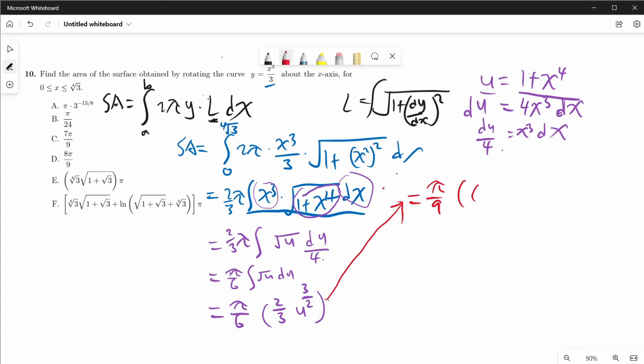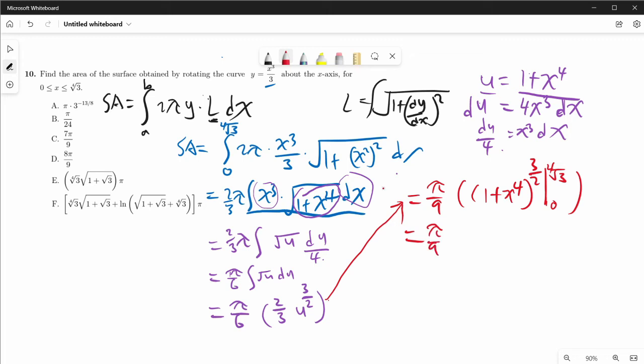And plug x back in for u. So 1 plus 4x to the 3 over 2 power. And all that is evaluated at the original bounds, 0 and 3 to the 4th root. So now all the u sub is done. We just plug the bounds in.